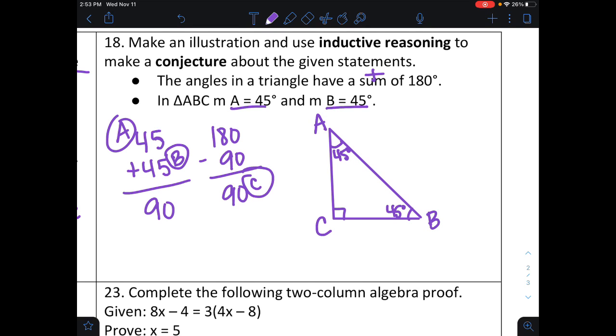All right, so the conclusion, because it told us to make a conjecture, so the conjecture or the conclusion is that the measure of angle C equals 90, or you can say that triangle ABC is a right triangle. So anything like that would work.